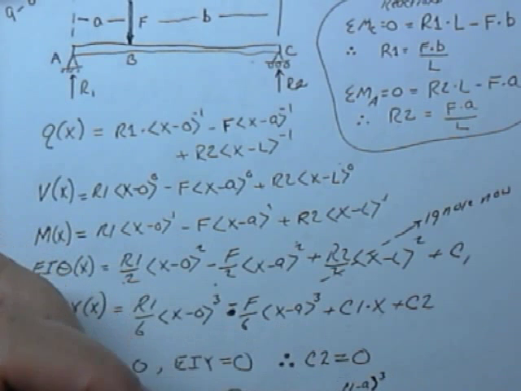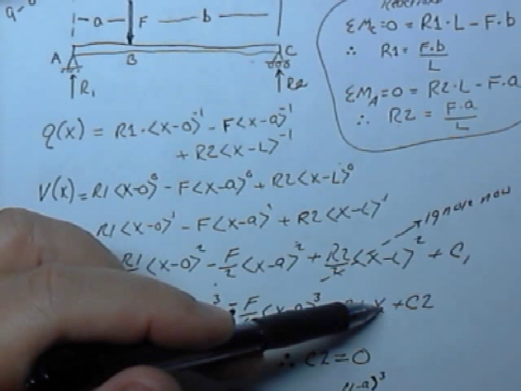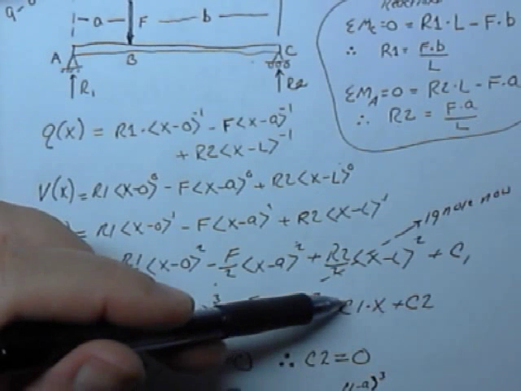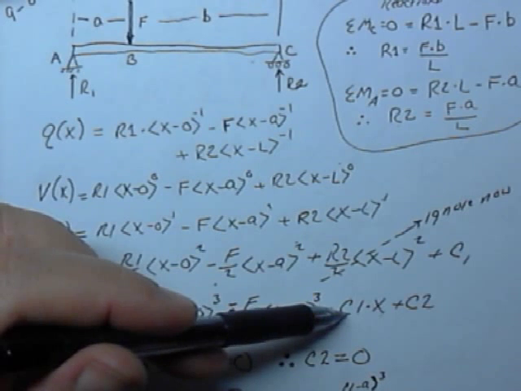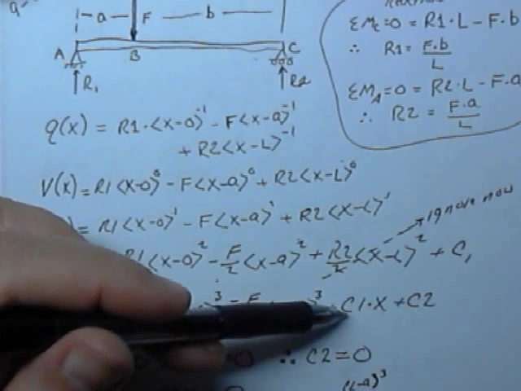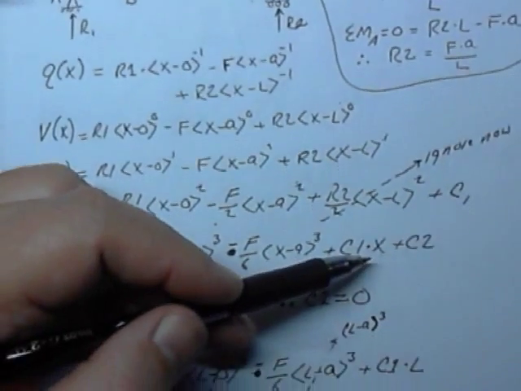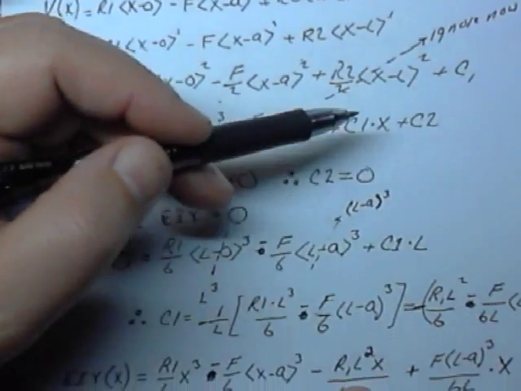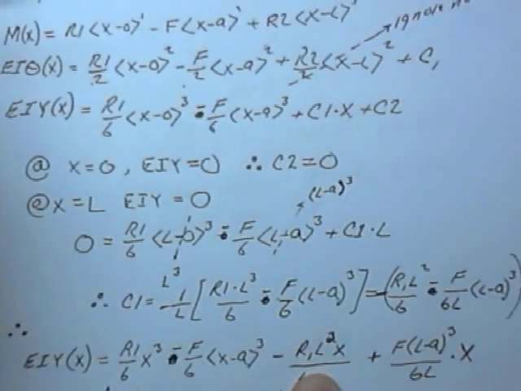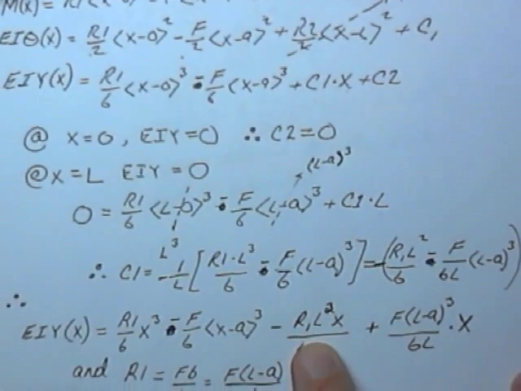If I take my C1, I'm going to be multiplying it by x. So C1 is R1 L squared over 6. This becomes R1 L squared x over 6 because I'm multiplying by x right there. You can't see that. Sorry about that. Where'd my finger go? You actually have not been able to see a lot of what I just said.